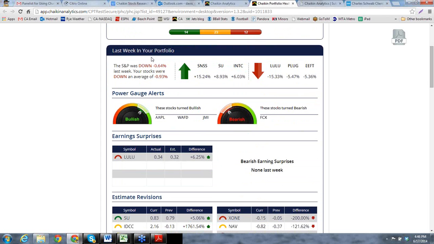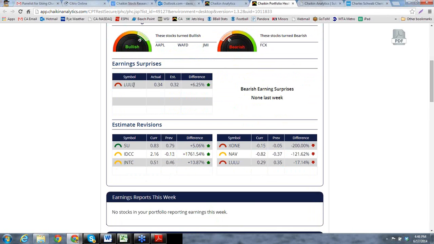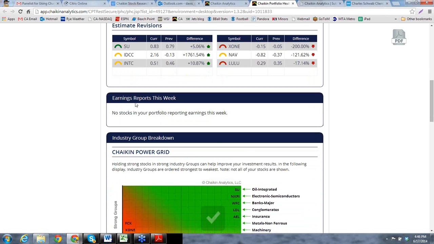What happened last week? These are my greatest gainers, my greatest losers, any of the power gauges that turned up or turned down. Earnings surprises from the previous week, there's that Lululemon we were talking about. Estimate revisions that have occurred in the previous week. And for the coming week, any earnings that are due out. We're pretty much done with earnings season right now, so there are none coming.